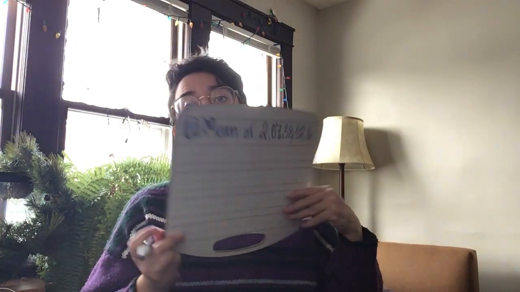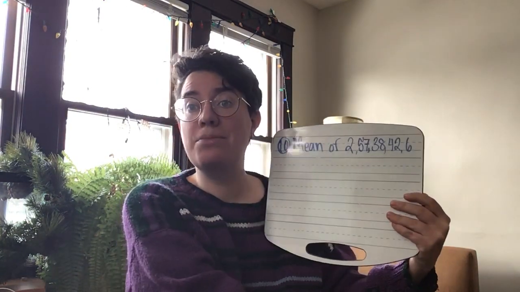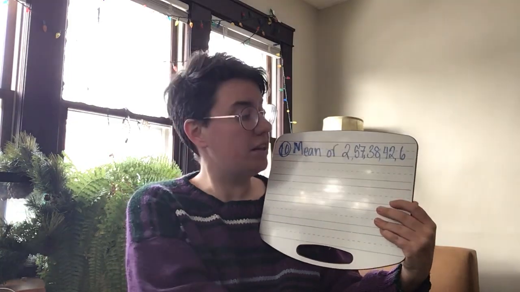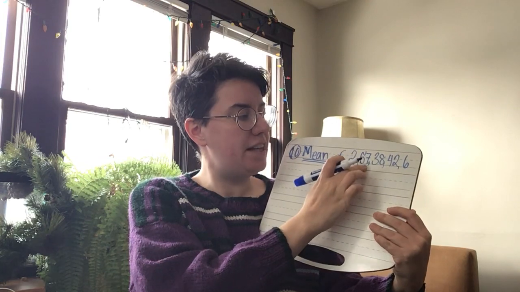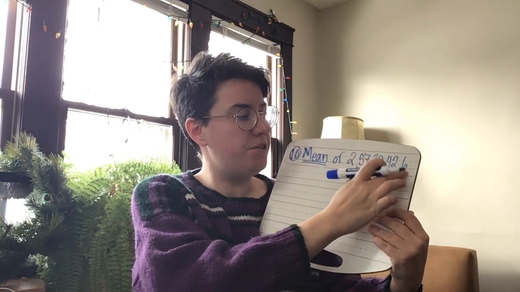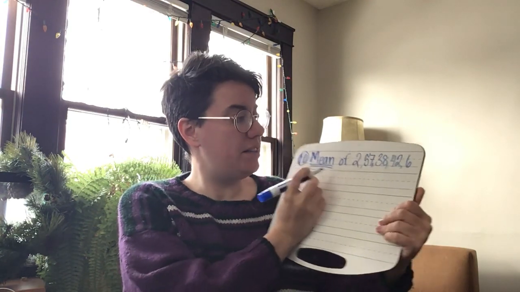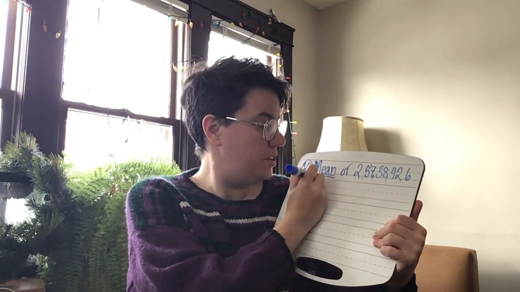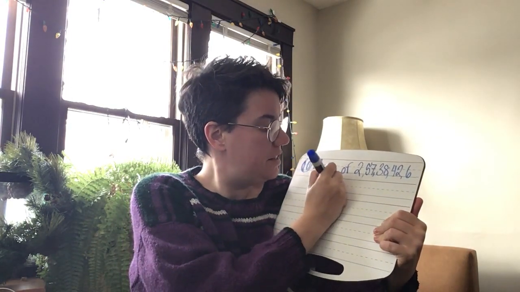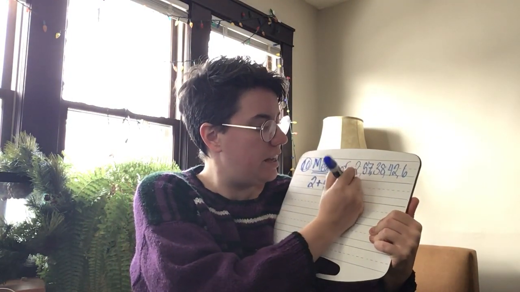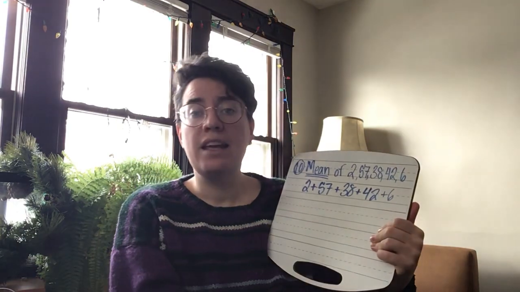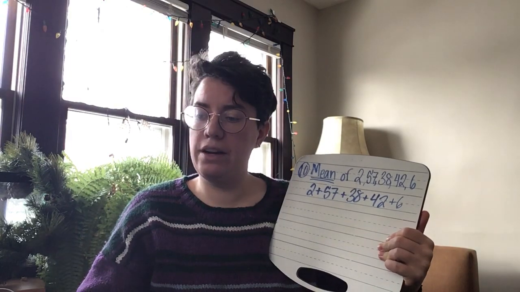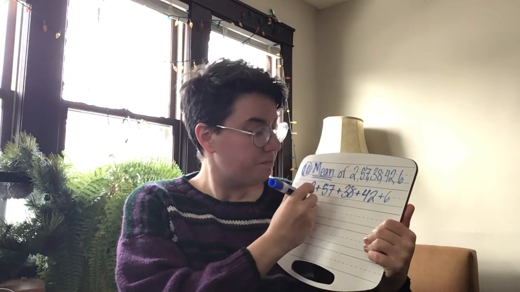Last one that got nominated, number 10. Main thing here is probably just taking your time and adding the numbers correctly, because it's asked for the mean of 2, 57, 38, 42, and 6. So what that means is that we want to add them all together. So 2 plus 57 plus 38 plus 42 plus 6. And I'm thinking that's where a lot of you ran into trouble, is just rushing that.